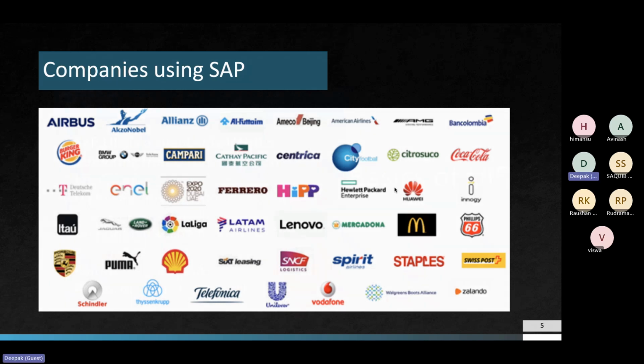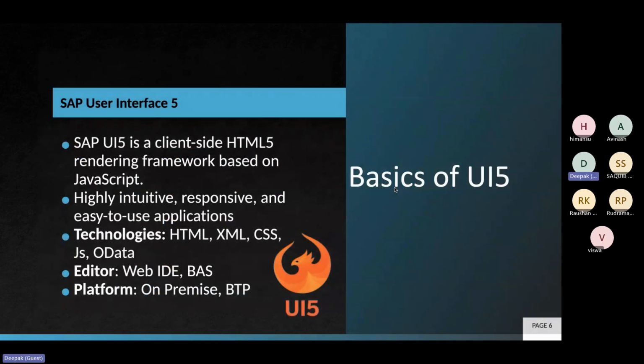Moving forward, we'll come to the basics of UI5. UI5 is a front-end technology. It's a framework that SAP has brought to us. It's a client-side HTML5 rendering framework based on JavaScript. To give you a small introduction of what HTML5 is, what JavaScript is, and what client-side is.